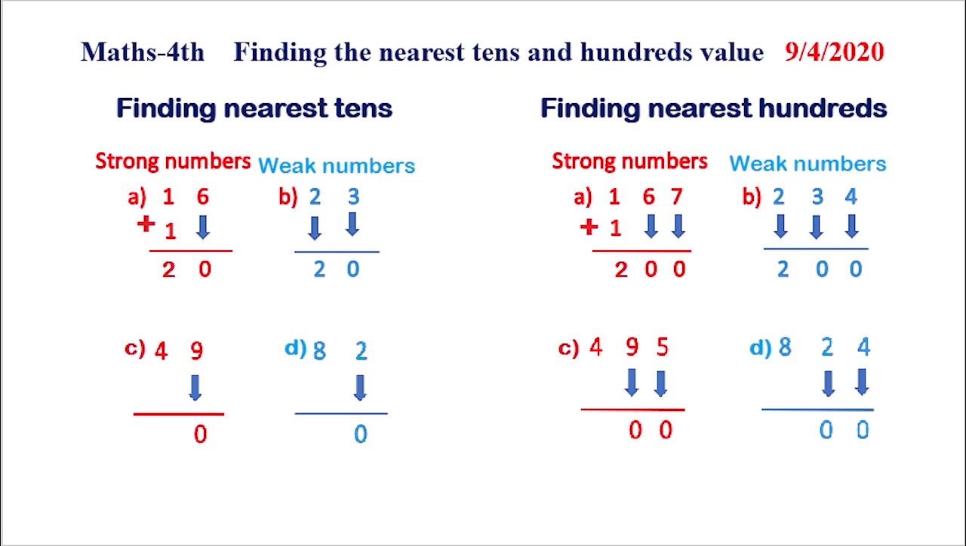Now C and D in finding the nearest tens, and C and D in finding the nearest hundreds. Number 49, number 82 for finding the nearest tens, number 495, 824 in finding the nearest hundreds. First convert the ones place number in both numbers C and D into 0 for finding the nearest tens, and for finding the nearest hundreds, convert the ones place number and tens place number into 0. After that, let's go to the second step.